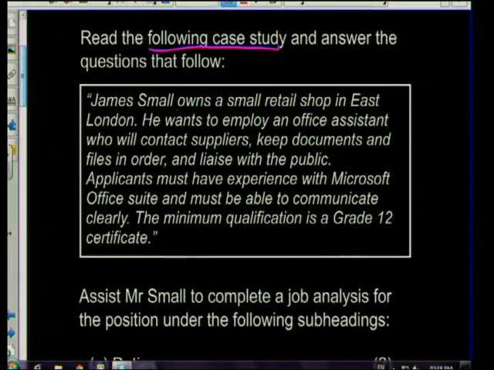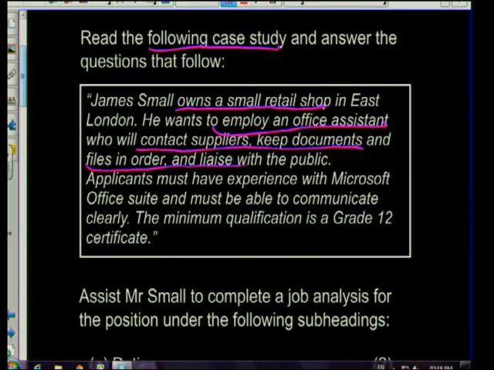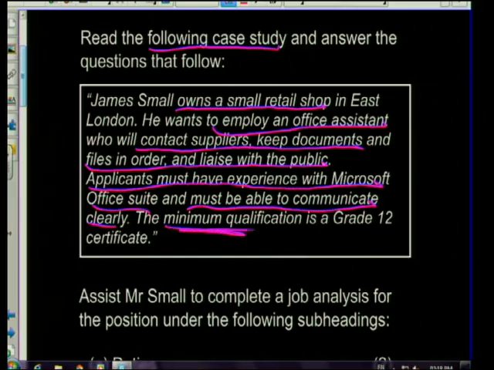James Small owns a small retail shop in East London. He wants to employ an office assistant who will contact suppliers, keep documents and files in order, and liaise with the public. So that is what he's looking for. Second part here: applicants must have experience with Microsoft Office Suite and must be able to communicate clearly. The minimum qualification is a grade 12 certificate, so a matric. So that's the case study.